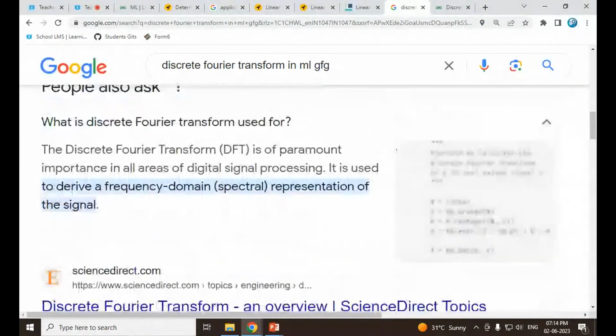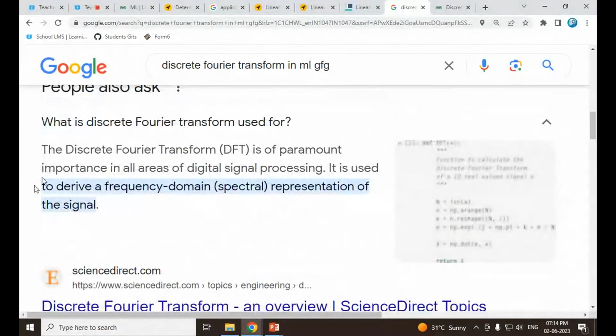We'll finish it here only. We'll not go into much detail on that. It is of paramount importance in all the areas of digital signal processing. It is used to derive a frequency domain, that is, a spectral representation of a signal.